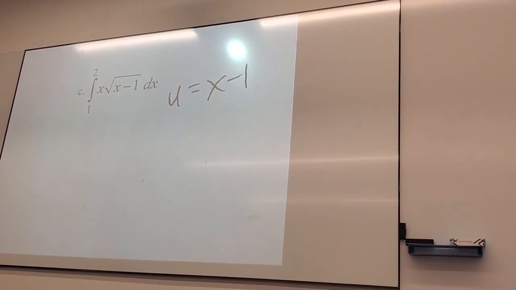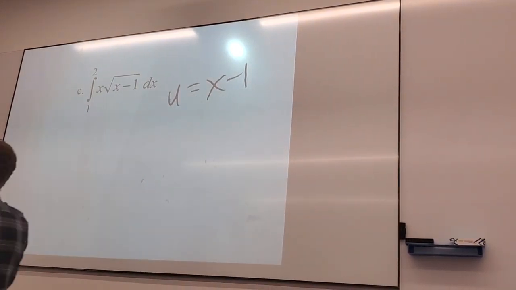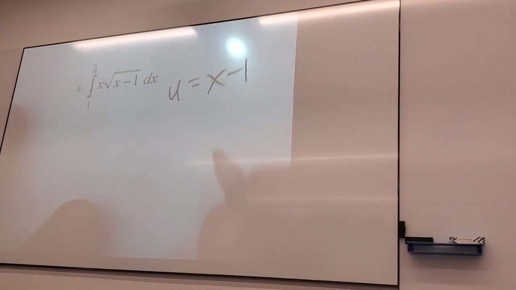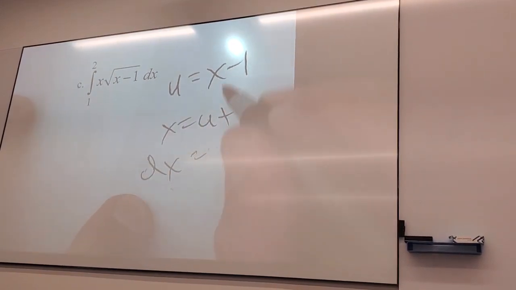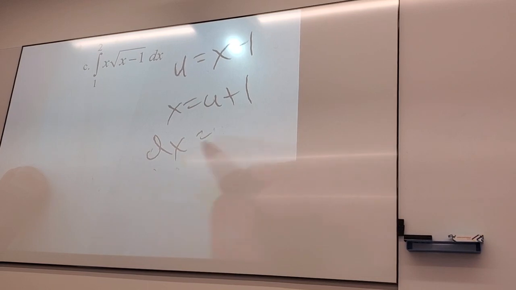And so if, like I said, U is x minus 1, what is x? U plus 1. The really cool thing about doing this is you can figure out what dx is directly, even though this is stupid easy either way. But dx is du, yes?